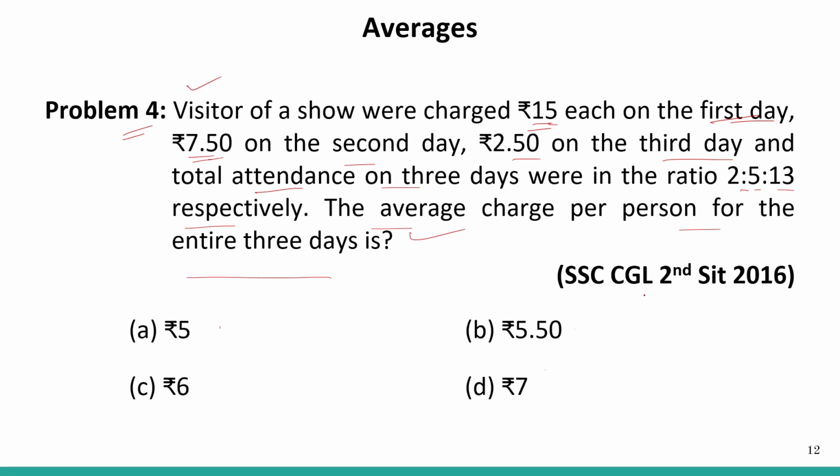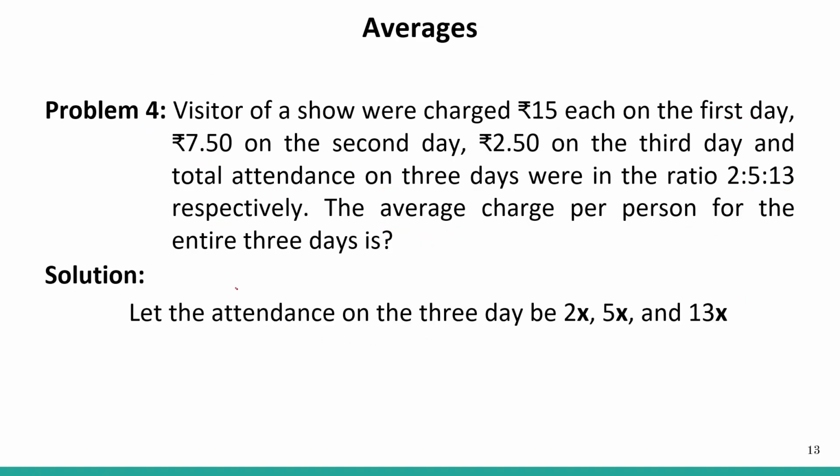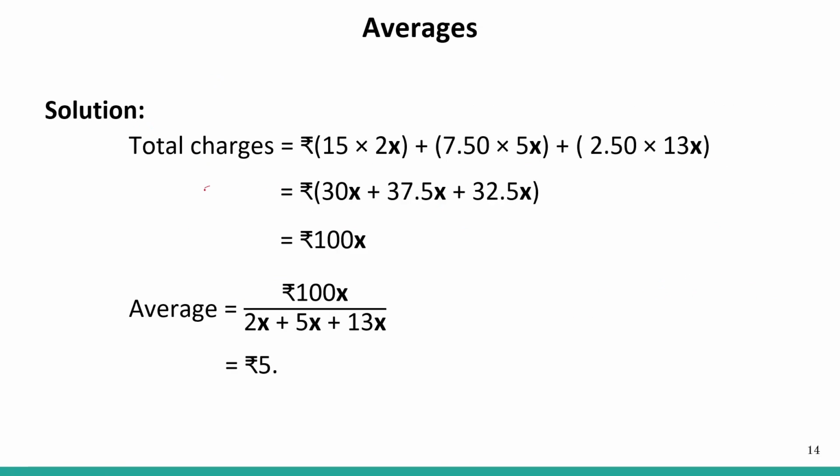This question was asked in the SSC CGL second sitting 2016 paper. Let the attendance on the 3 days be 2x, 5x, and 13x. So the total charges are 15 into 2x, plus 7.50 into 5x, plus 2.50 into 13x. That will be equal to 30x plus 37.5x plus 32.5x. These two cumulatively are 70x, and this is 30x, so the whole will be 100x.